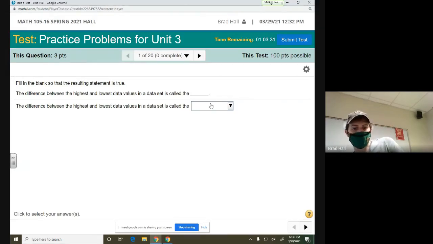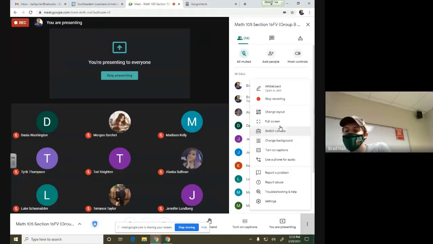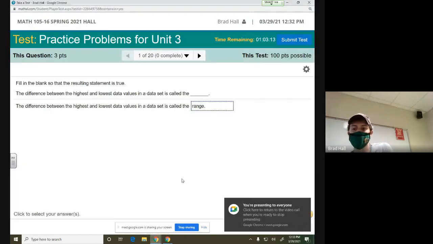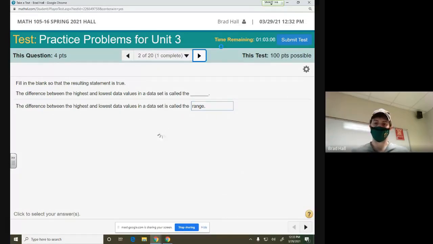Okay, so we'll start off with simply the difference between the highest and lowest data values. Hopefully you know that definition. It's the range. So that's definitely the range. Simple definition-based problem. Okay, I'm recording. All right, so the range, pretty straightforward. Let's go on to the next one. And yeah, it's probably going to delay a little bit.